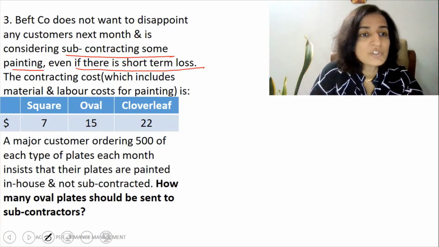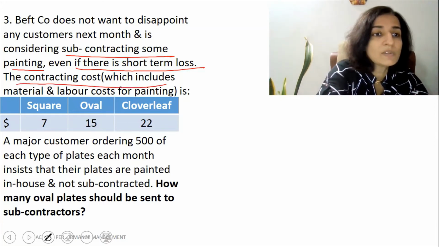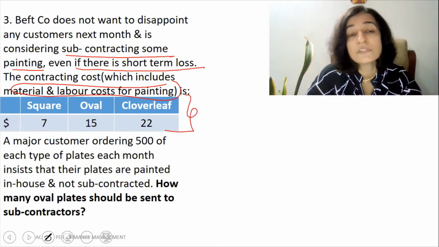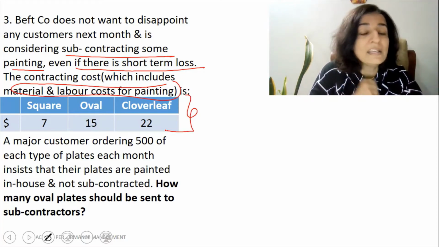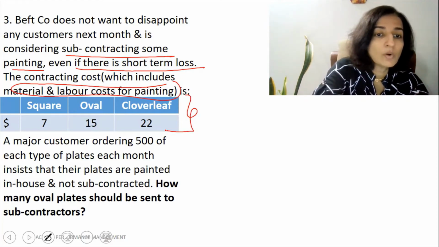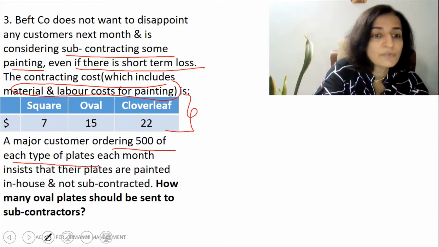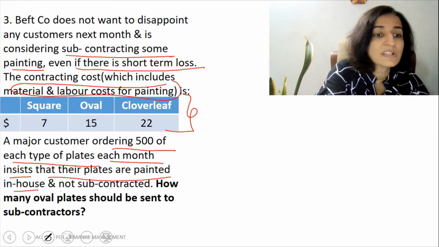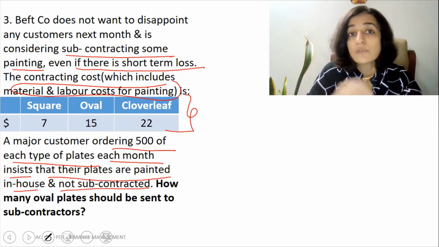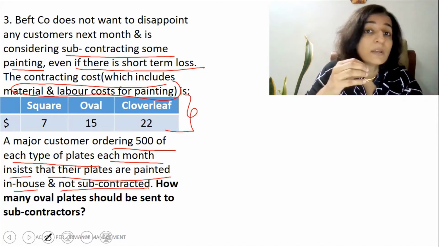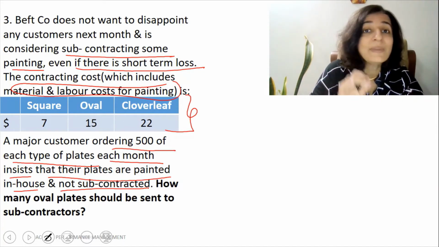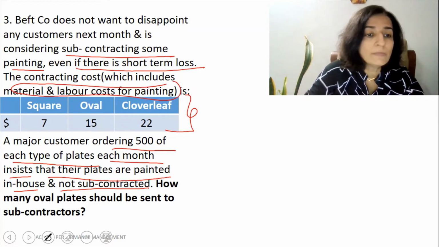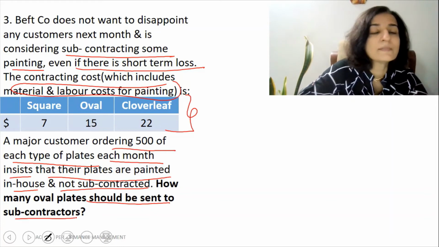The contracting cost, which includes material and labor cost for painting, is as follows. So this is the cost of subcontracting, or this is the buying cost. A major customer ordering 500 of each type of plate each month insists that their plates are painted in-house and not subcontracted. So we've got a major customer who insists that we should do the painting on our own. That is, the painting work should not be given to outside agencies. How many oval plates should be sent to subcontractors?